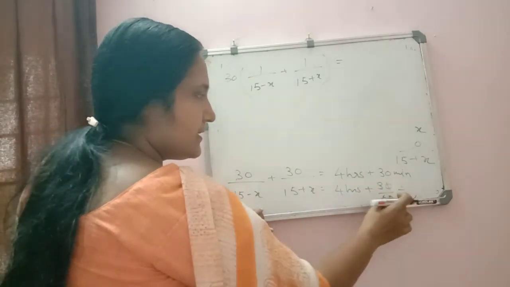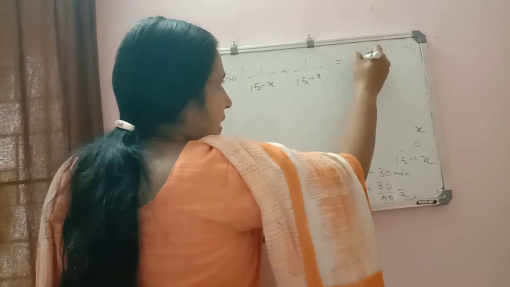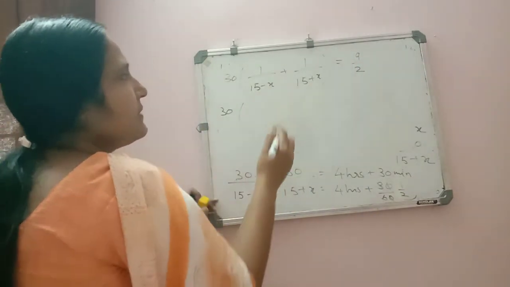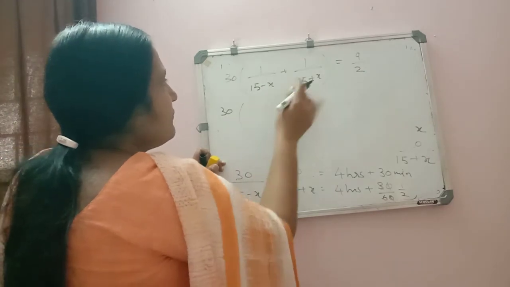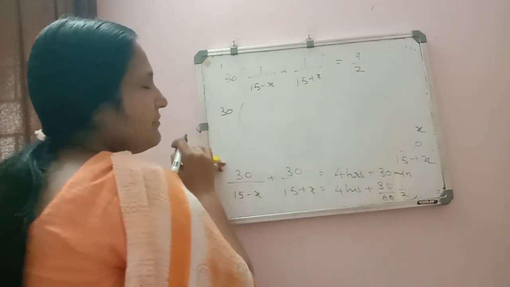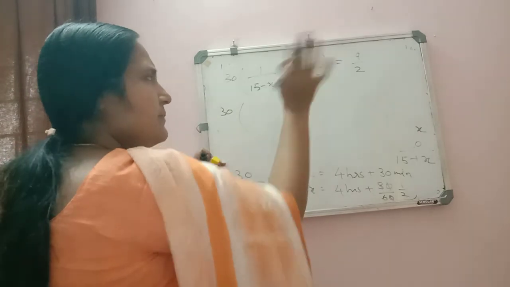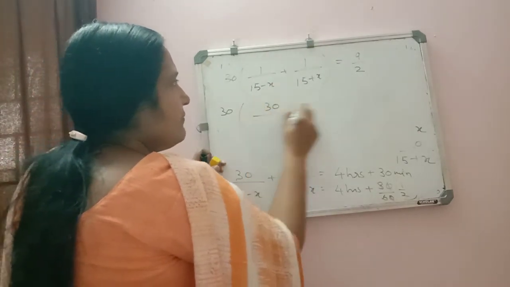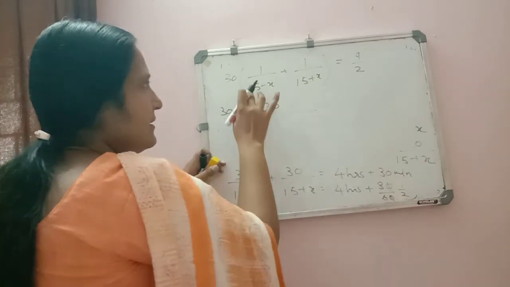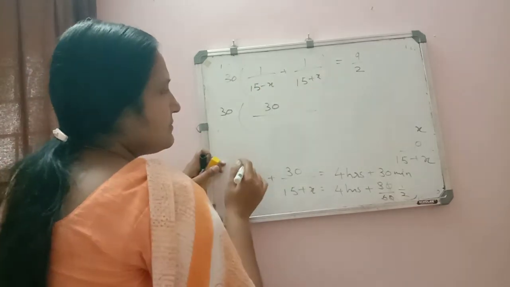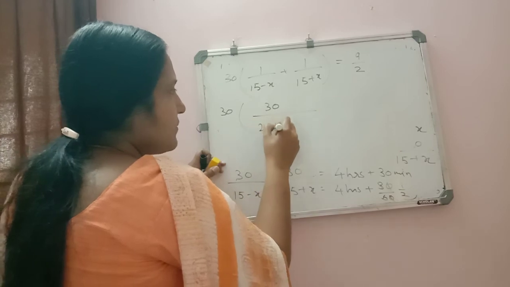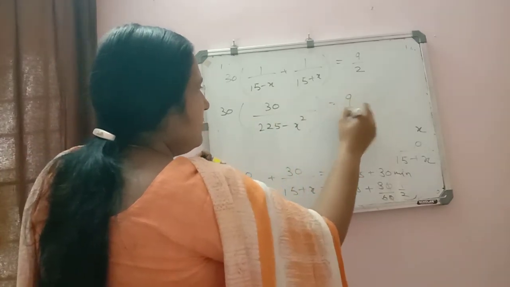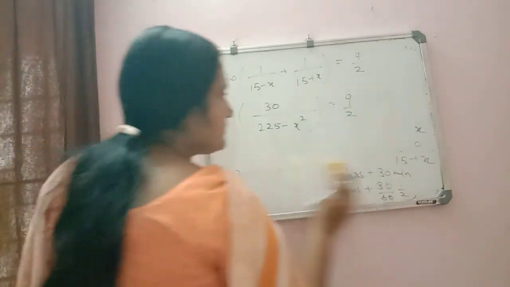Doing the cross multiplication, 4 times 2 is 8 plus 1, 9/2. So 30 into the cross multiplication, it will be 15 minus x plus 15 plus x, that is 15 plus x plus 15 minus x. The x and x get cancelled. 15 plus 15 is 30. Below, we use the identity (a minus b)(a plus b) is a square minus b square. So 15 square is 225 minus x square, equal to 9/2.